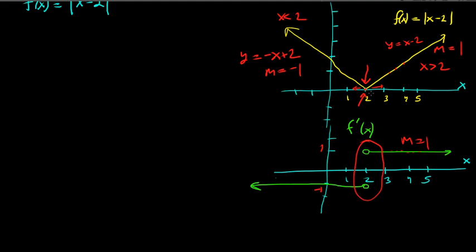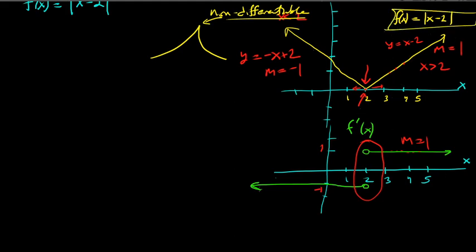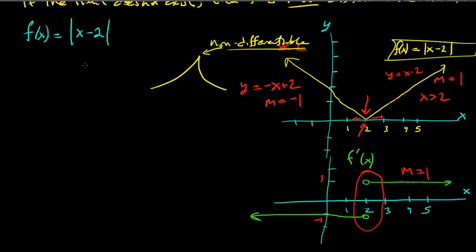Okay, so for a graph, if a graph comes to a corner like this, or a cusp like this, at that point there will be no derivative there. It'll be non-differentiable. But everywhere else it is differentiable, and the derivative for this function is either 1 or negative 1, depending on whether x is bigger or less than 2. This was the original function we graphed here.